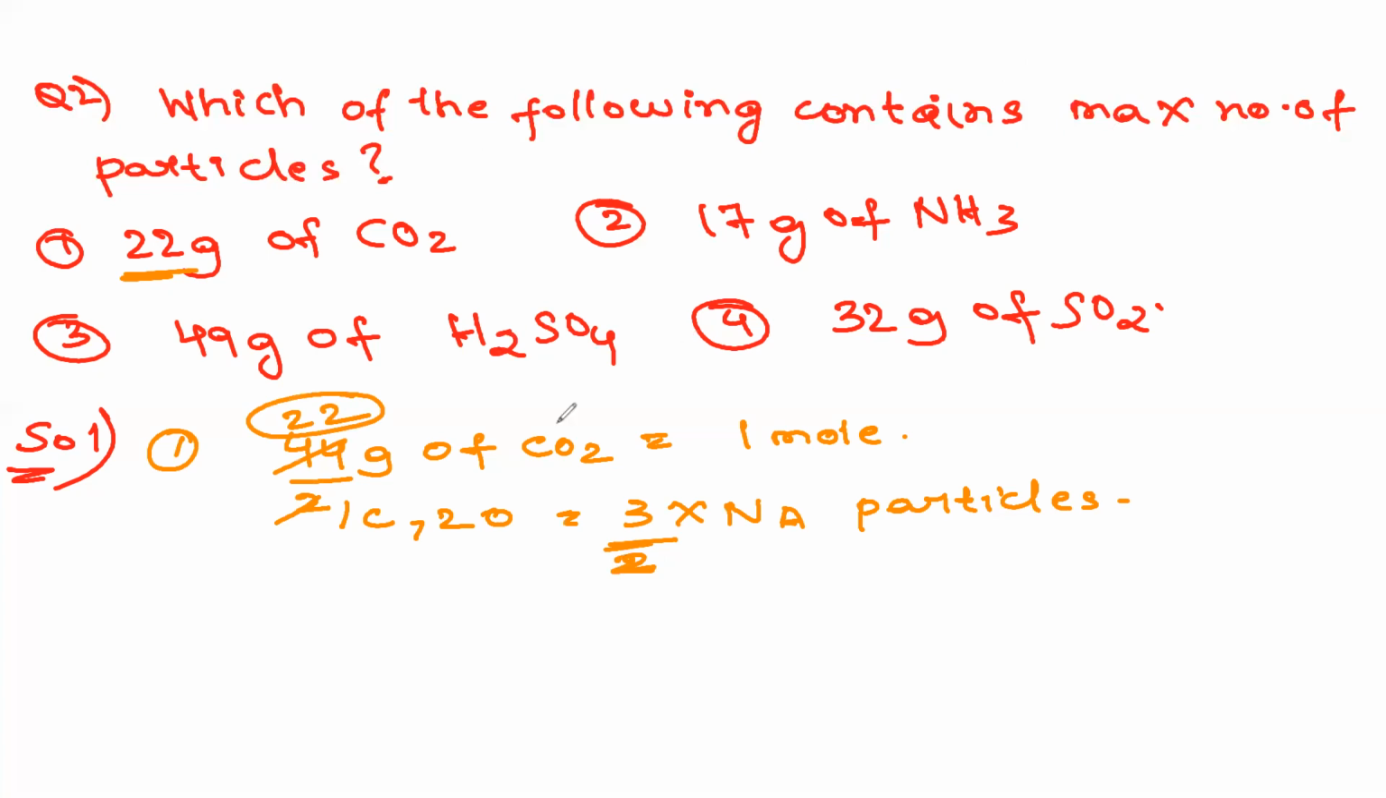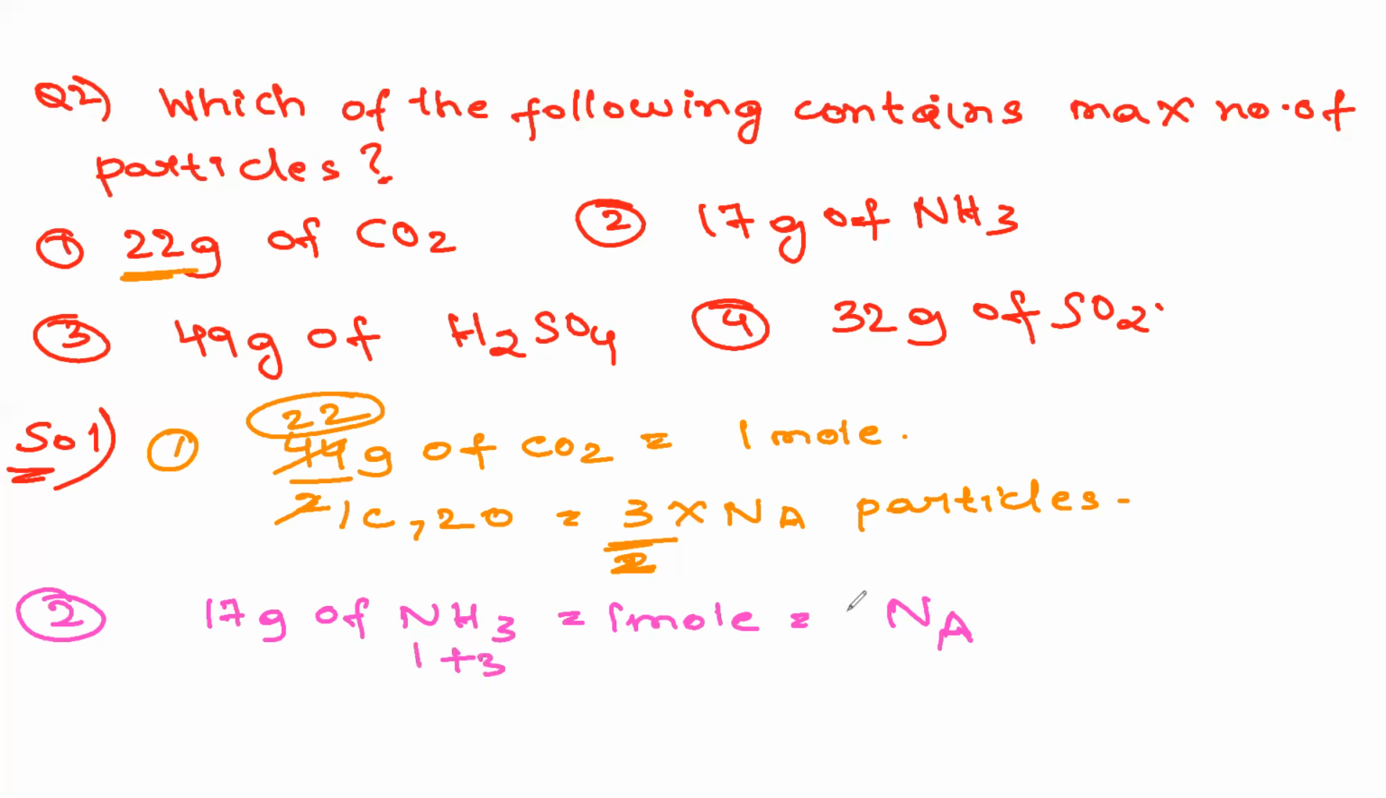Now similarly we verify option 2, 17 grams of ammonia. We know the molecular weight of ammonia is 17: nitrogen 14, hydrogen 3, total 17. So 17 grams of ammonia is 1 mole, and the number of atoms is 4. So it is 4 into Avogadro number of particles, because one nitrogen and 3 hydrogen atoms.